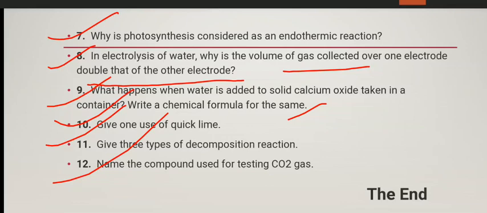So all these questions you have to solve in your fair copy. From the board exam point of view, these questions are very, very important, and the answers to all these questions we already discussed while teaching. So this chapter is completed. Now solve as many questions as you are able to. Now stay healthy, happy and safe. Thank you.